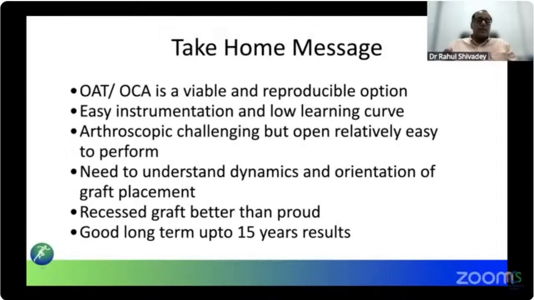And definitely we have seen very good long-term results up to 15 years. And that is the reason why even for patellar cases, osteochondral autologous transplantation is a good option, a reproducible option, and an option that can give really long-term results.